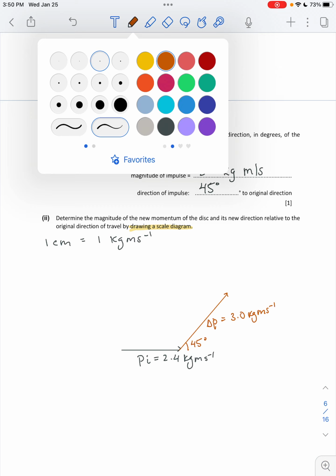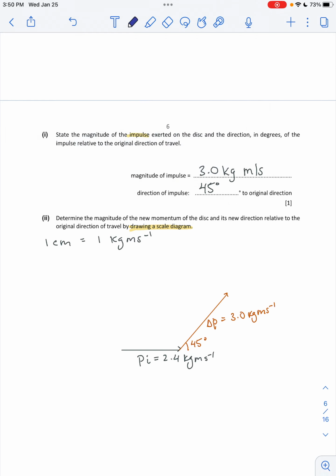And so my initial momentum plus my impulse gives me my final momentum, which is this guy up here. I'm going to call it PF. And then how do I know how long it is? Well, because my diagram is to scale, I'm just going to take my ruler. I'm going to measure how many centimeters this line is. Because 1 centimeter is 1 kilogram meter per second, my line is about 5 centimeters long. So that means this is about 5 kilogram meter per second or so.